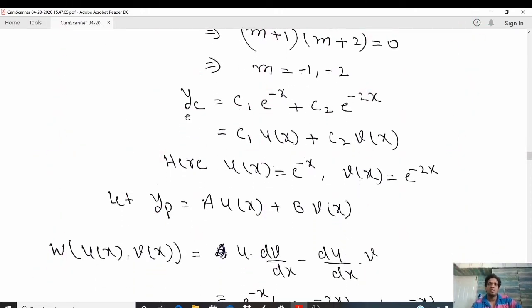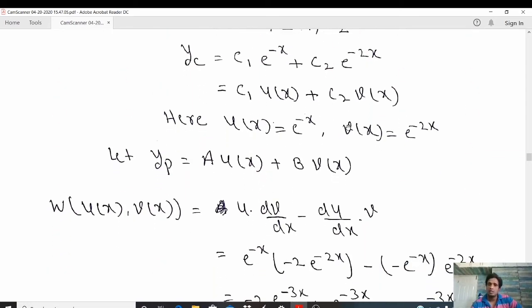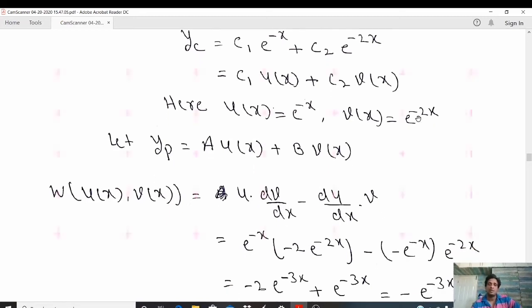So yc will be c1 e power minus x plus c2 e power minus 2x. Now in variation of parameters, what is the procedure? We have to assume one value is u and another value is v. So I am assuming u of x is equal to e power minus x, v of x is equal to e power minus 2x. It is not necessary to take the first value as u of x. It's your choice. Even if you take u of x is equal to e power minus 2x, the answer will be the same.